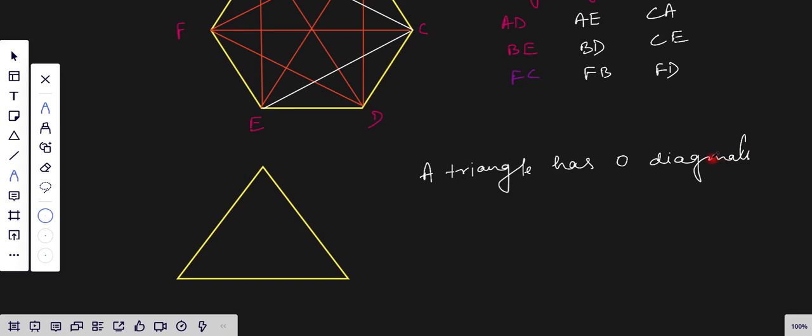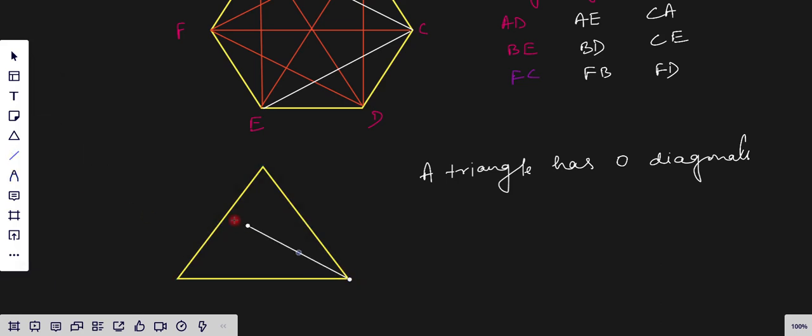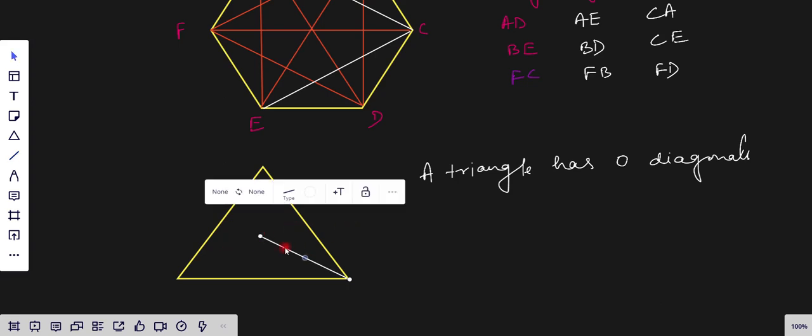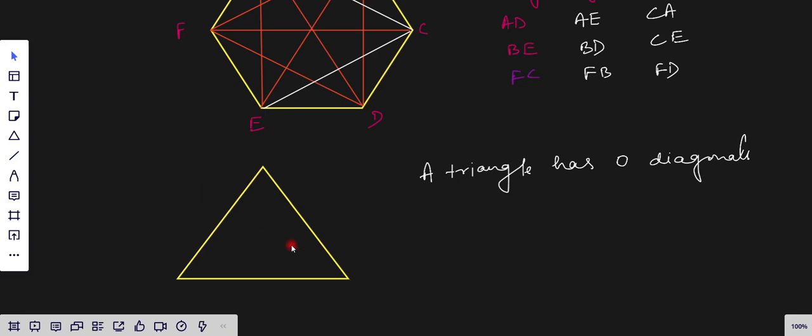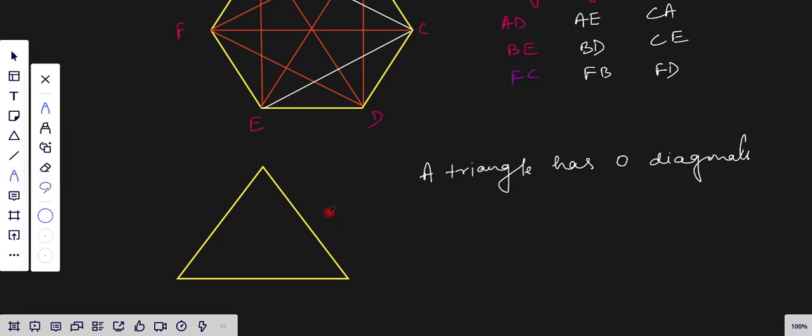Do you agree with this, that a triangle has 0 diagonals? That means if you want to draw a diagonal in a triangle, you don't have two opposite vertices. You do not have two opposite vertices like this. If I want to draw a line, I cannot. So this is not a diagonal because this point should meet some other opposite vertex, but I don't have any. Okay, so I just remove this. So in simple words, I can write that a triangle has no diagonals, or you can say 0 diagonals.